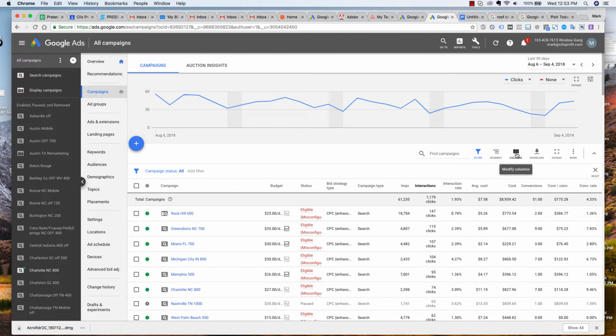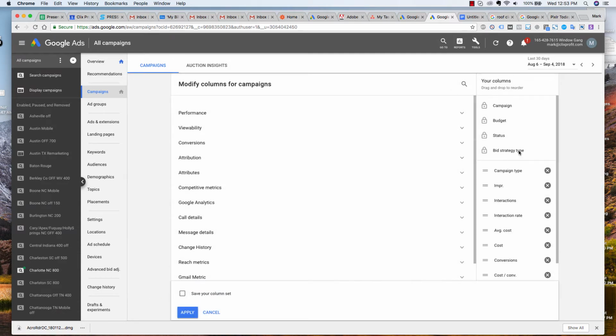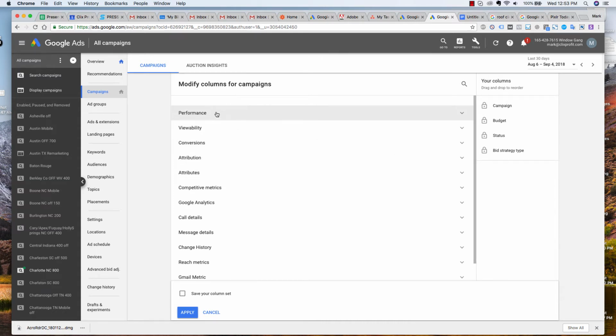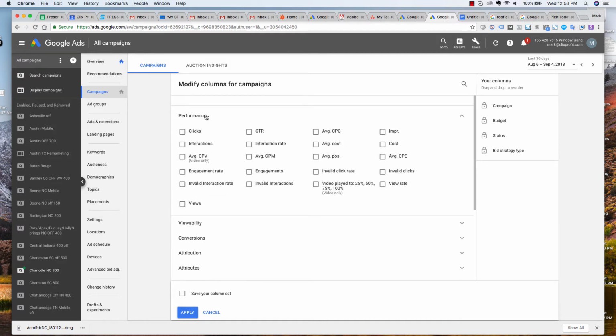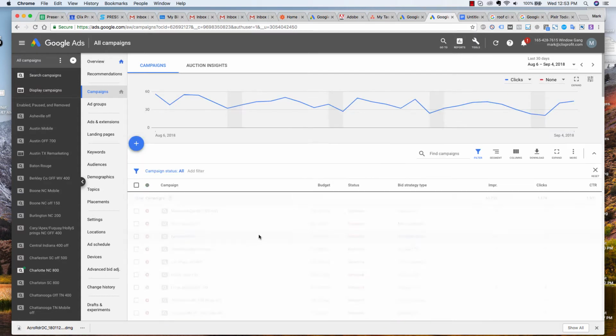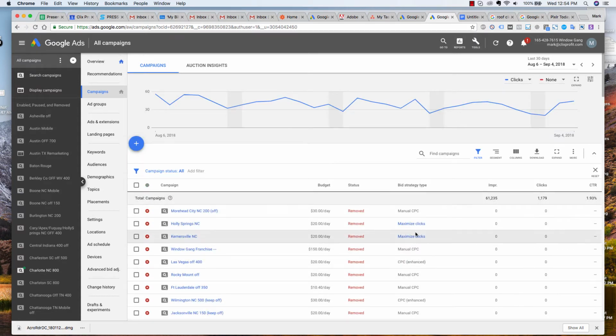Let's go to columns, okay? Because we're going to modify these. So we go to columns, and let's X out all of these right here. Now let's go to performance, and let's find impressions. Where are impressions? Right here. Then let's do clicks and click-through rate. That's all we're going to focus on at this point. Let's just check those out because we just learned what those things were.